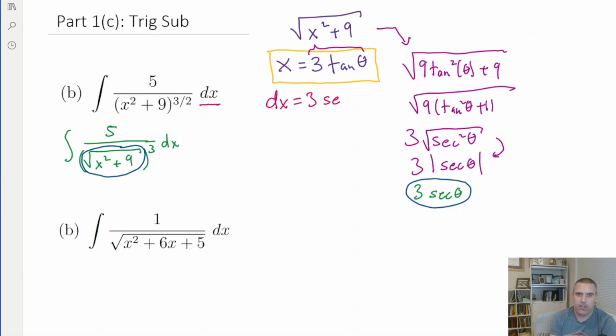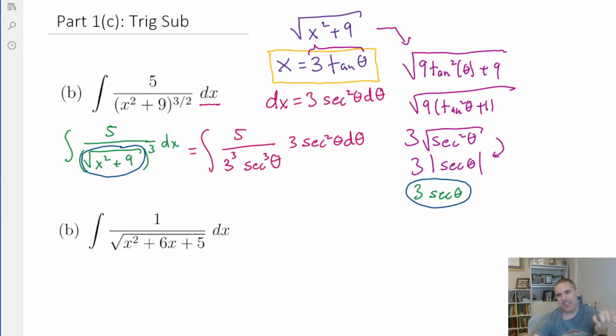Well, that's going to be 3 secant squared of theta d theta. And that's the idea of this section. So this whole integral becomes 5 over, the denominator is going to be 3 secant cubed. So it's going to be 3 cubed or 27. I'm just going to write 3 cubed. And then there's going to be a secant cubed. And then this is going to go here: 3 secant squared of theta d theta. That's the main idea of the section. So if you hadn't caught on to that, that's the point, is to get rid of that square root.